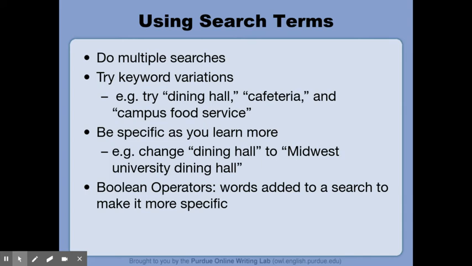Using search terms. The way you search for a topic or question can make all the difference. You need to do multiple searches. Don't expect to type something into a search engine toolbar and have those results be the best results or the only search that you do. You need to try keyword variations. So if you're looking up something about a dining hall, also expect to do a search using cafeteria and campus food service.